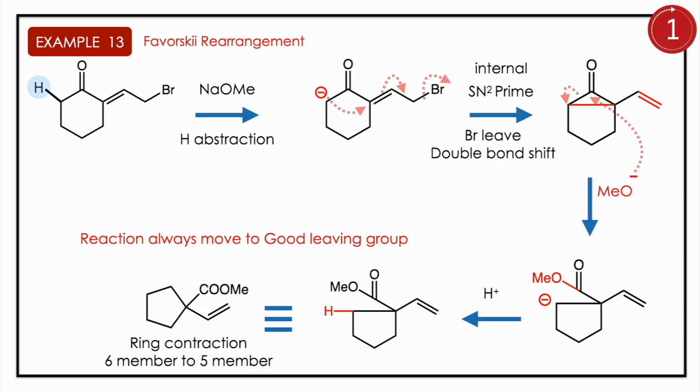The concept you outline here is that the reaction always moves towards a good leaving group. Here it is in conjugation with the ketone. So it happened. A modified version of Favorskii rearrangement happened.